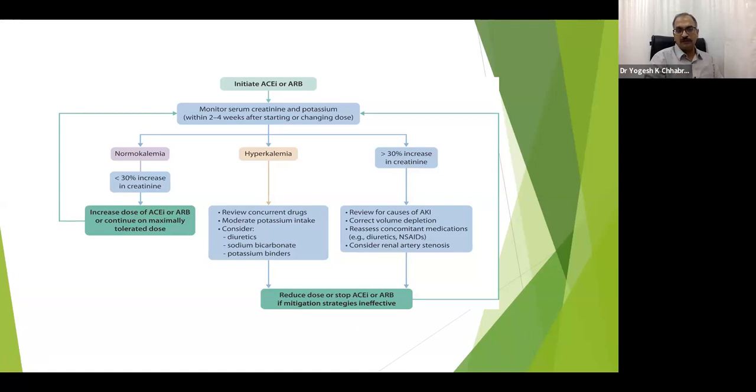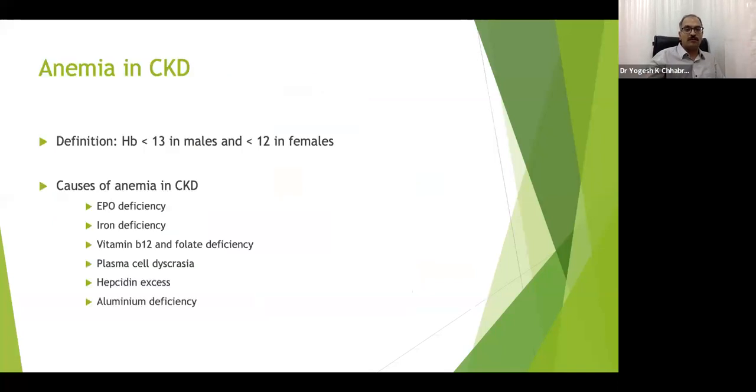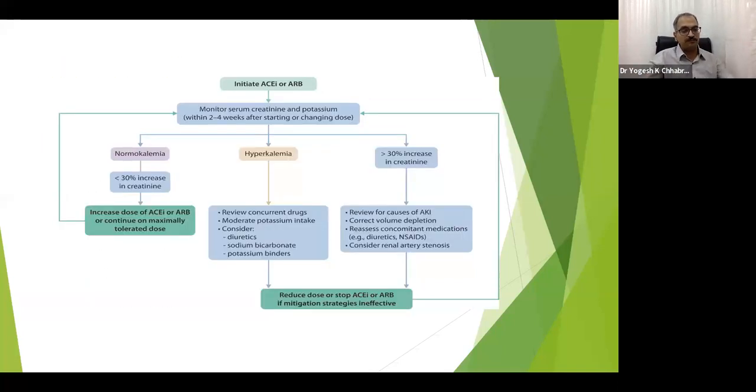We have to look specifically for dietary changes, and then only we have to correct it with the help of drugs. And if it is not getting corrected with the help of drugs, we should omit these ACE inhibitors, ARBs, and maybe non-steroidal mineralocorticoid receptor antagonists as well.